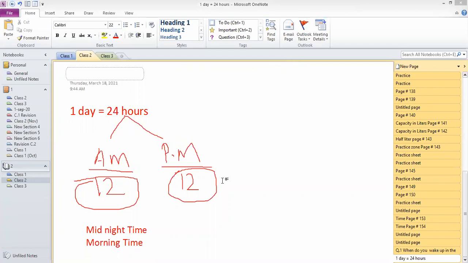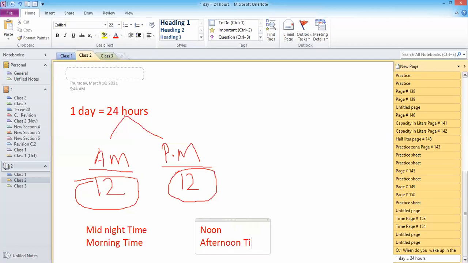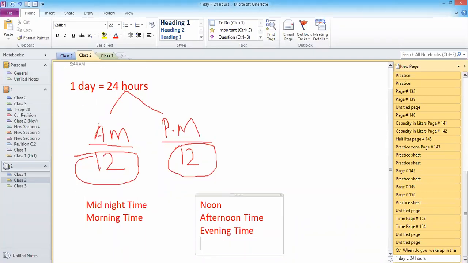Yes. Very good. Now we talk about PM, guys. PM starts from noon. Noon means 12 o'clock at noon. After morning time, guys, noon starts. And noon, then afternoon, and evening time. It includes evening time as well, and it also includes night time.